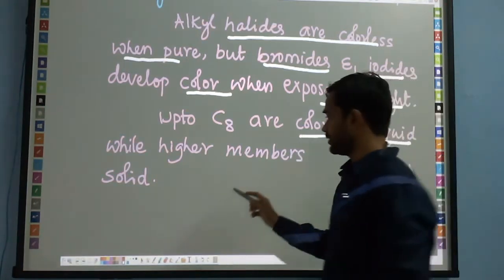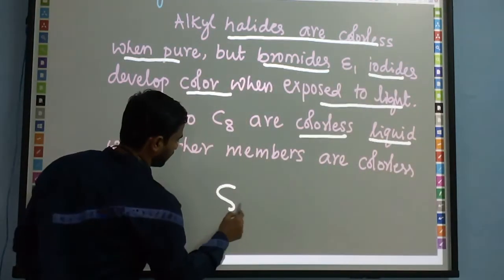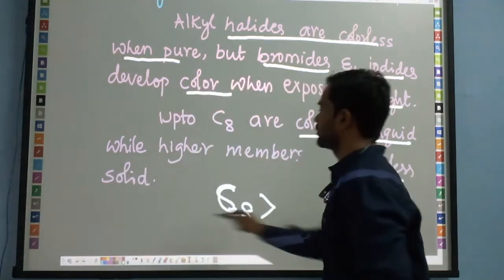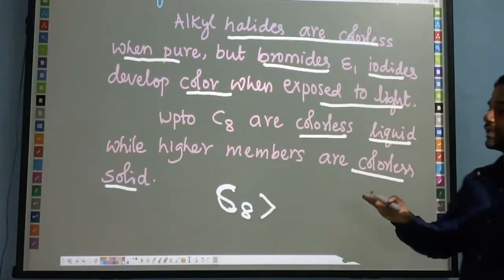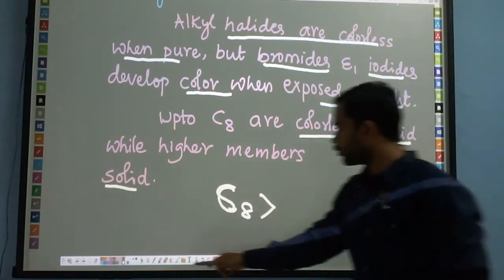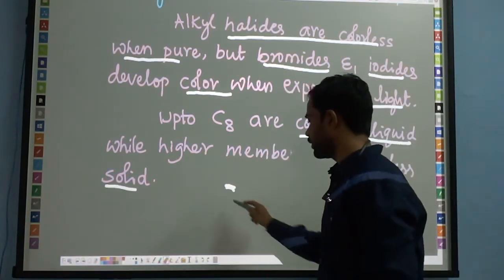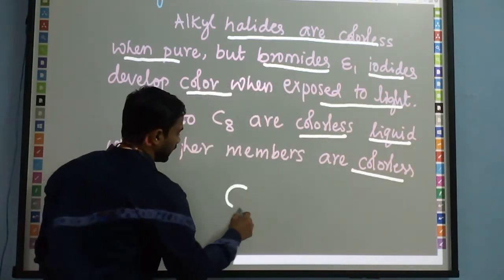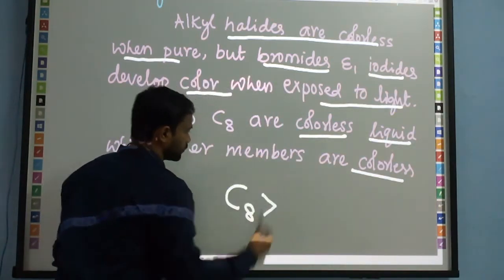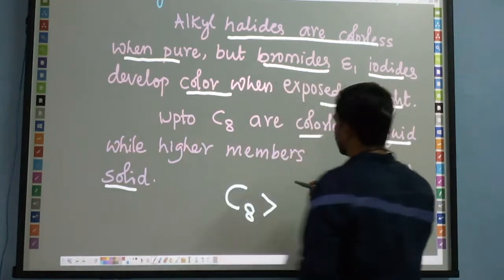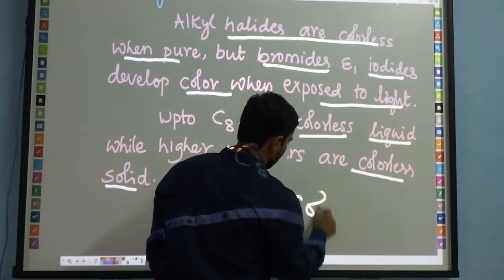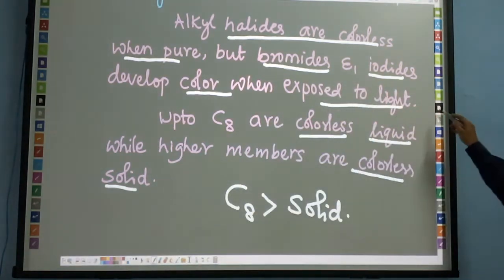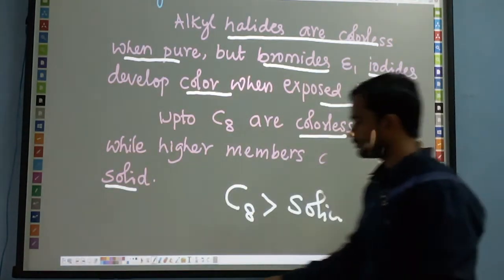Those higher than carbon 8 are colorless solids. The molecules having more than an 8-carbon chain are going to be colorless solids in nature. These are the physical states of these compounds.